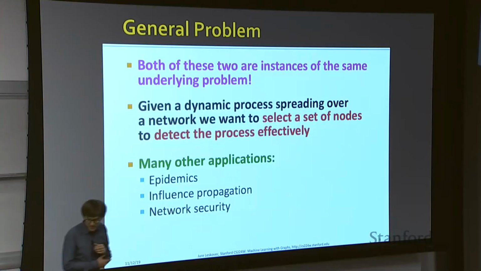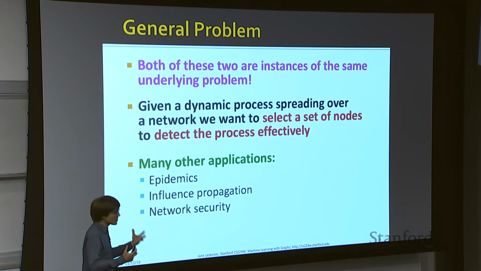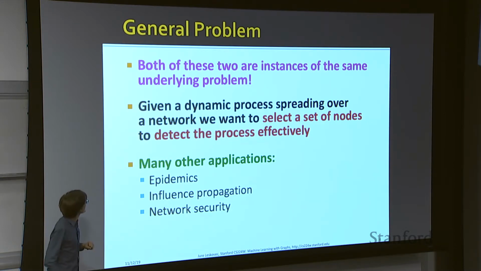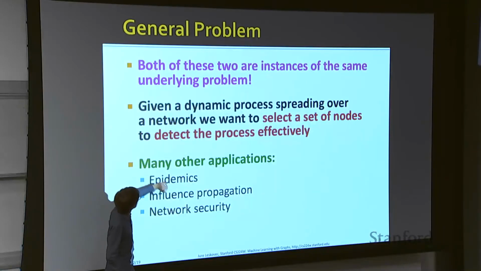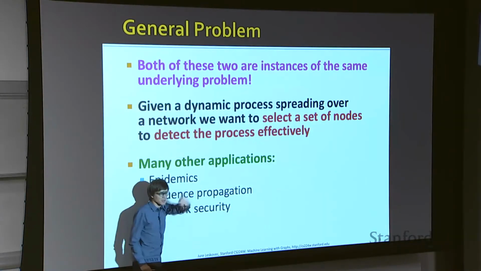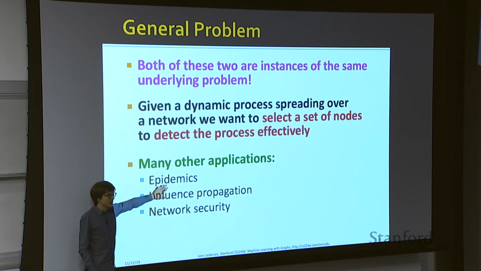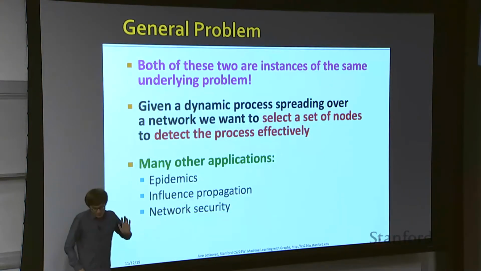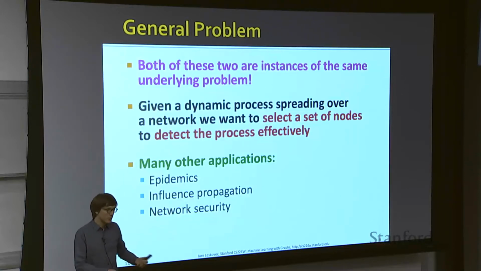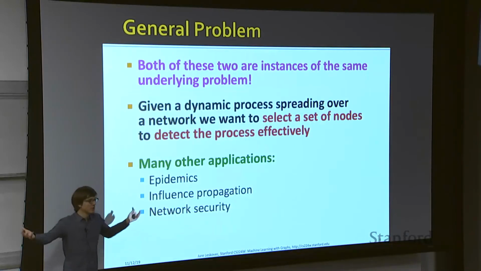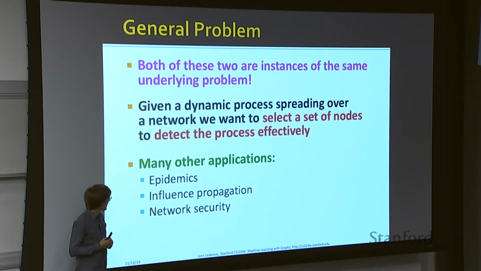So here's the general problem. These were just 2 instances of the same underlying problem, right? Given a dynamic process that is spreading throughout the network, we want to select a set of nodes to detect this spreading process as quickly as possible. There are many other applications, like epidemics is another one. The question would be, if I want to detect a flu outbreak, which people in the human network should I monitor to detect an outbreak as quickly as possible?